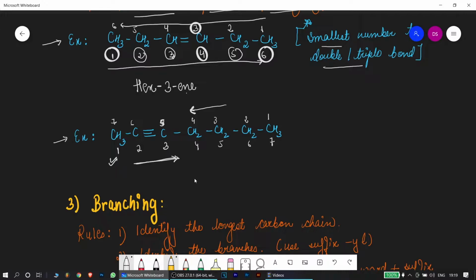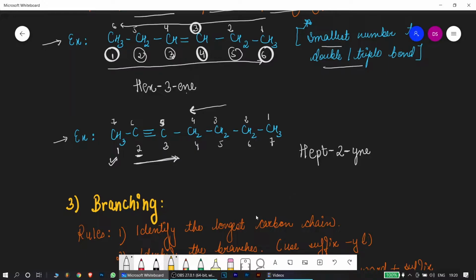Now again the same thing, we are first going to use the root word, which is hept for 7 carbons, then slash, then 2, that is the position of the triple bond because it is attached to carbon number 2, and then slash again, and then yne, which is the primary suffix for alkynes. So the carbon chain is named as hept-2-yne. I hope it is clear to you.